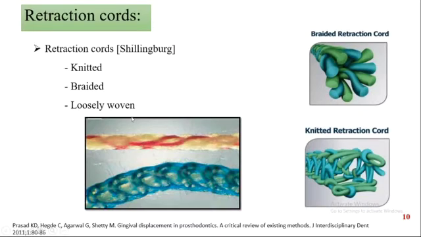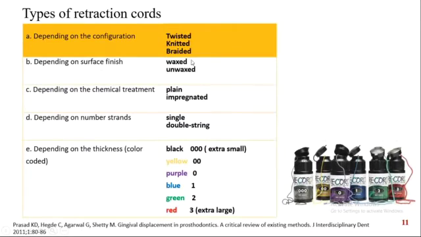Now, the retraction cords, based on the configuration, are broadly classified into knitted cords, braided cords, and loosely woven cords. Whereas, based on the surface finish, they can be waxed or unwaxed. Based on the chemical treatment, they can be plain or impregnated. Based on the number of strands, they can be single or double string. Based on the thickness, they are color coded as black, yellow, purple, blue, green, red, where black, that is 000, is the extra small thickness.